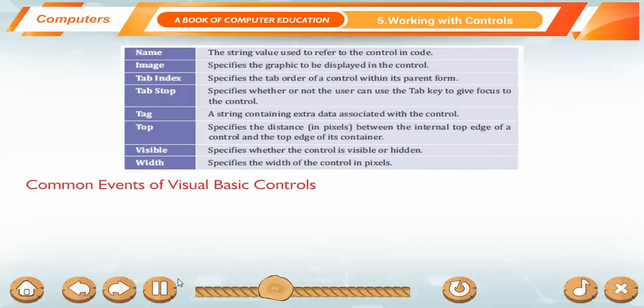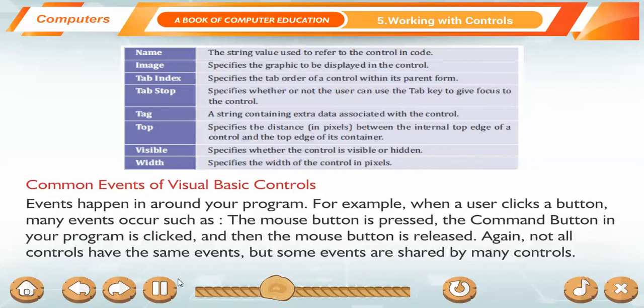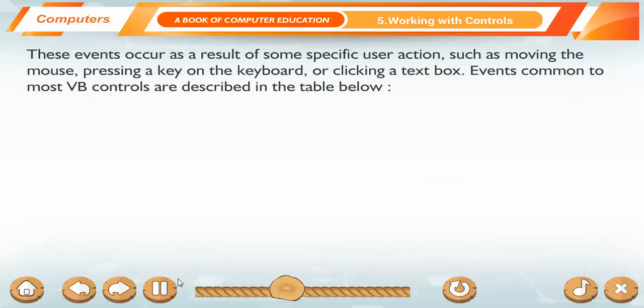Common events of Visual Basic controls. Events happen in and around your program. For example, when a user clicks a button, many events occur, such as the mouse button is pressed, the command button in your program is clicked, and then the mouse button is released. Again, not all controls have the same events, but some events are shared by many controls. These events occur as a result of some specific user action, such as moving the mouse, pressing a key on the keyboard, or clicking a text box. Events common to most VB controls are described in the table below.